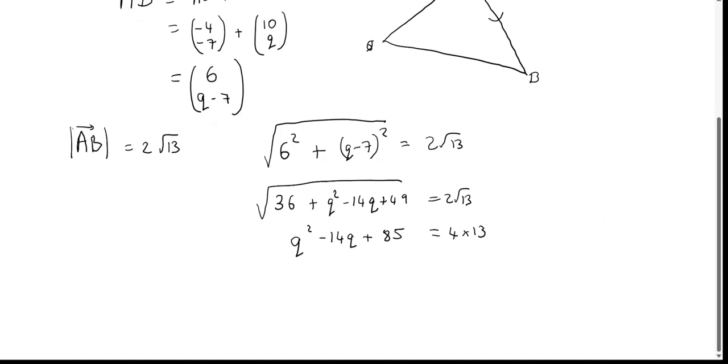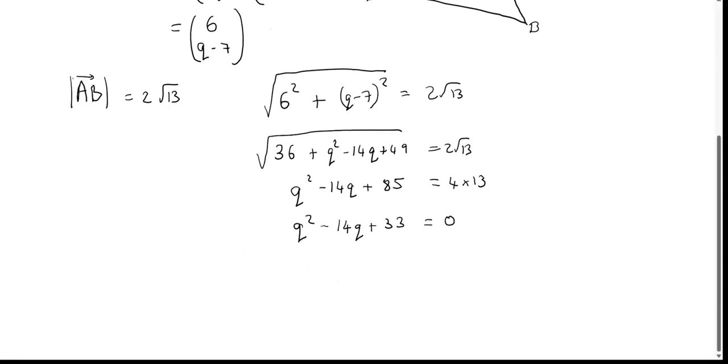So 4 times 13 is 52. Let's bring the 52 over. So q squared plus 14q plus 33 equals 0. Now you've got a quadratic, which you can factorize. So it's going to be (q plus 11)(q plus 3) equals 0. And so q equals minus 11, or q equals minus 3.